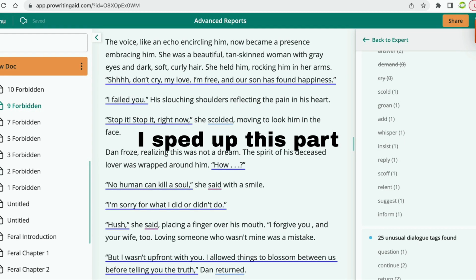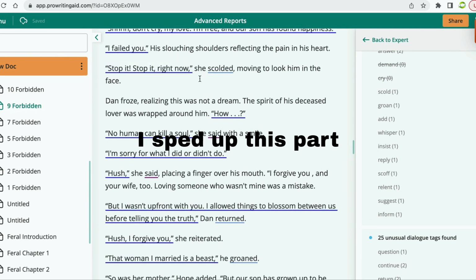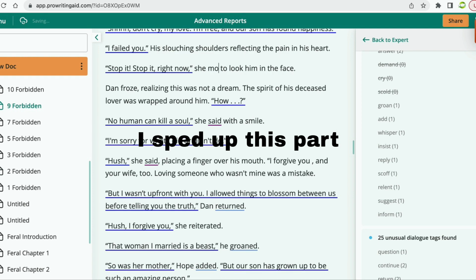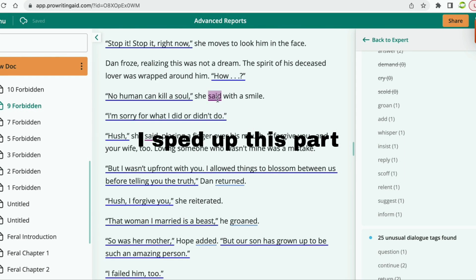All right. The voice, let me see. Shh, don't cry. I don't know how this is going to work out. We'll see. I failed you. Okay, stop it now. She scolded. So we're just going to take scold out and we're going to say she moves to look him in the face. And that was not a dream. So we're going to leave that alone. Said is fine. That's fine.